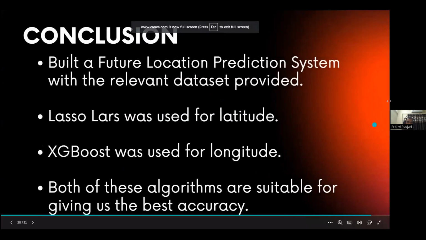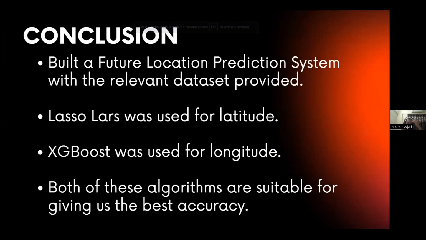Here's the conclusion slide. By the end, we were able to come to the conclusion that we can build a future location prediction system, and for that to happen, we used the lasso large regression, or the L1 regression, for the latitude. We then used XG boost for the longitude, and using these two particular algorithms, we can actually create multiple systems in real time when it comes to giving predictions or making recommendations to users.